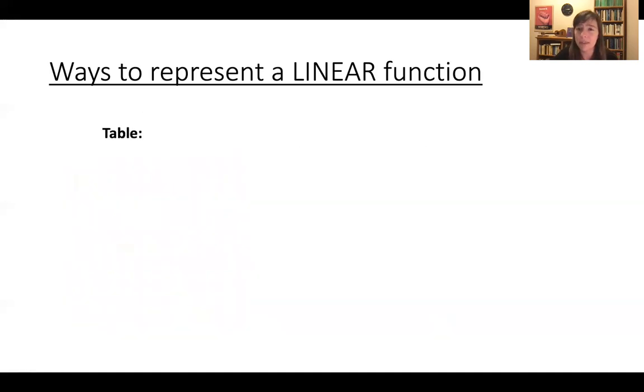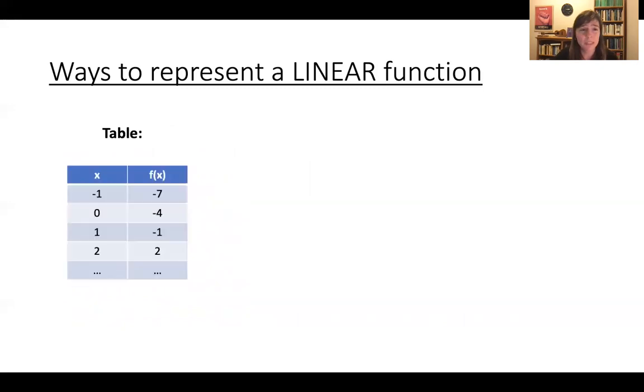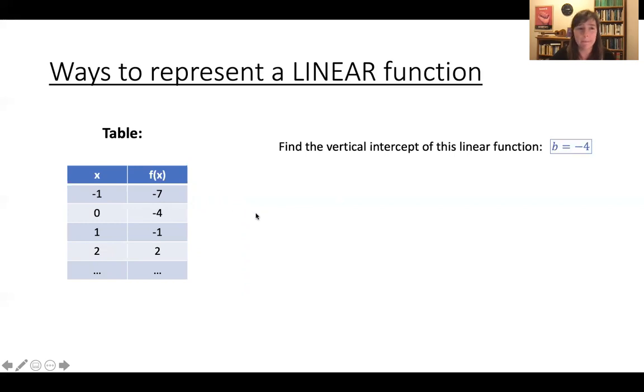All right, now let's talk about the table of a linear function. Can we go from the table of a linear function to the equation of the line? Well, let's look at this table. Find the vertical intercept of the linear function. I'm telling you this is a table of a linear function. You're trusting me for the moment. Remember, the vertical intercept is the output when the input is 0. So here, x is 0, the output is -4. So our b is going to be -4.